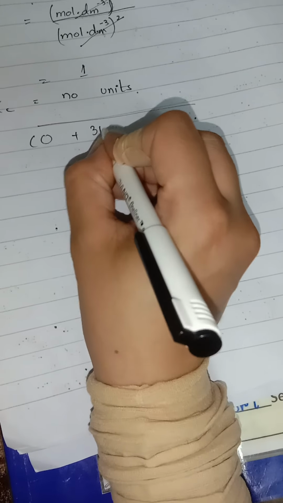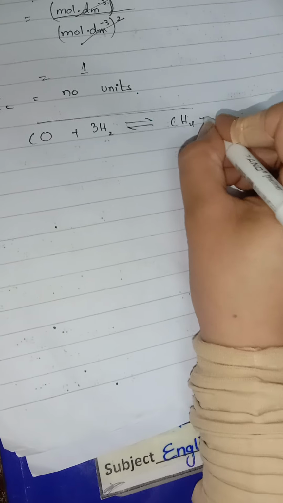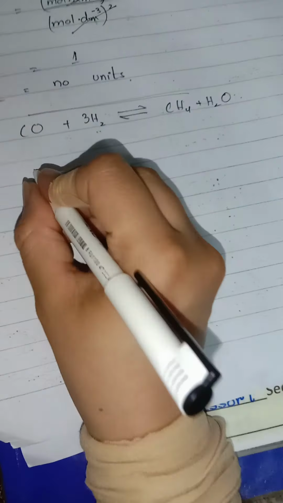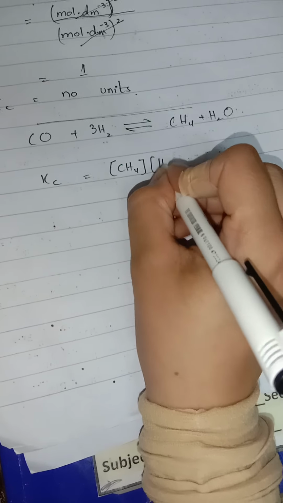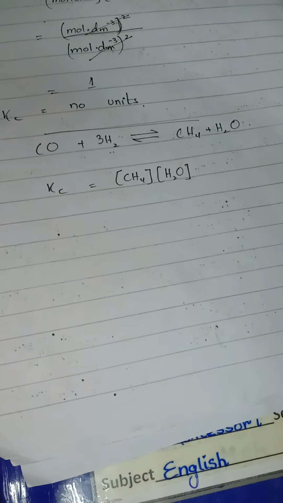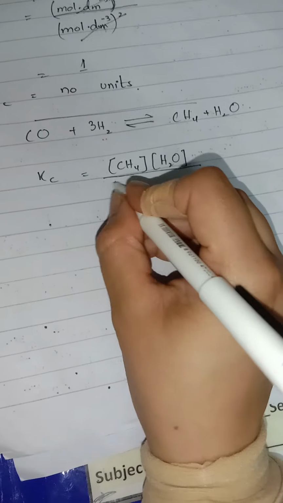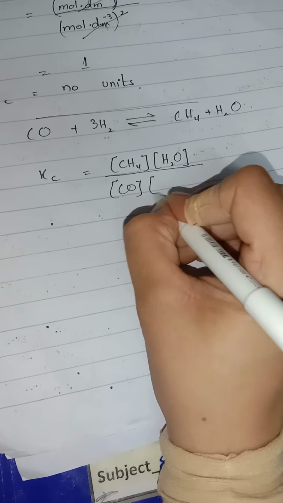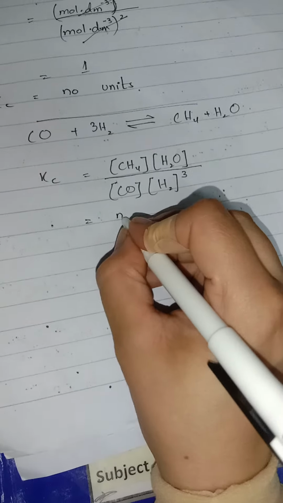Now let's take another example. For example, CO plus 3H2 gives CH4 plus H2O. For writing the Kc, it will become like this: [CH4][H2O] divided by [CO][H2] raised to power 3. Writing the concentrations for each of them.